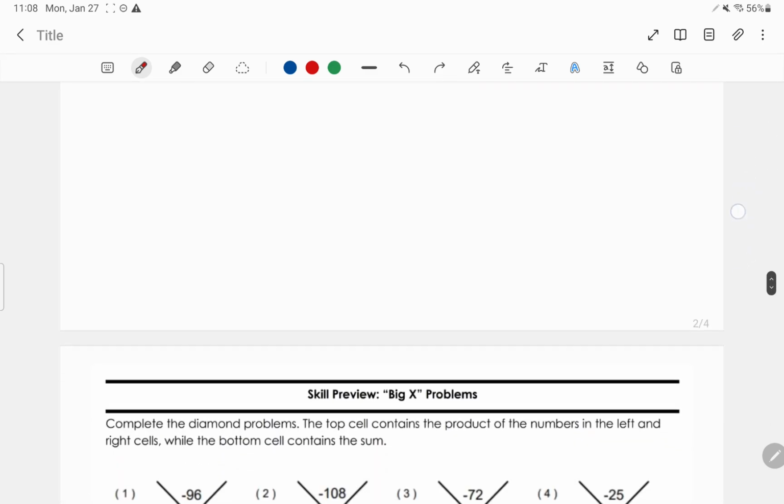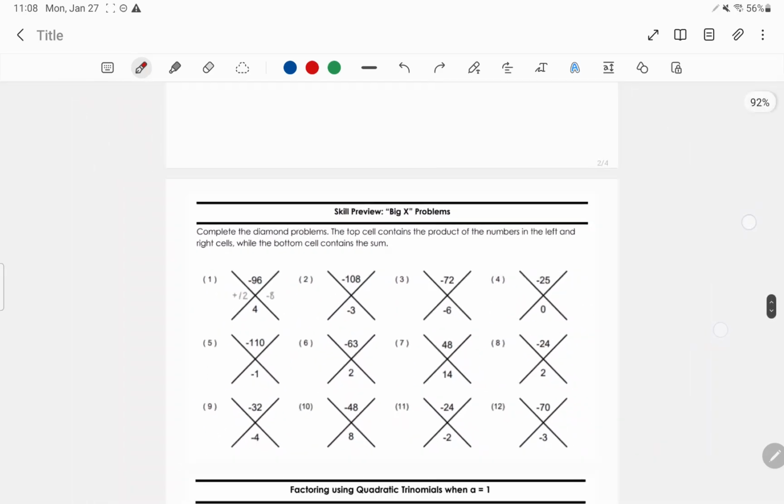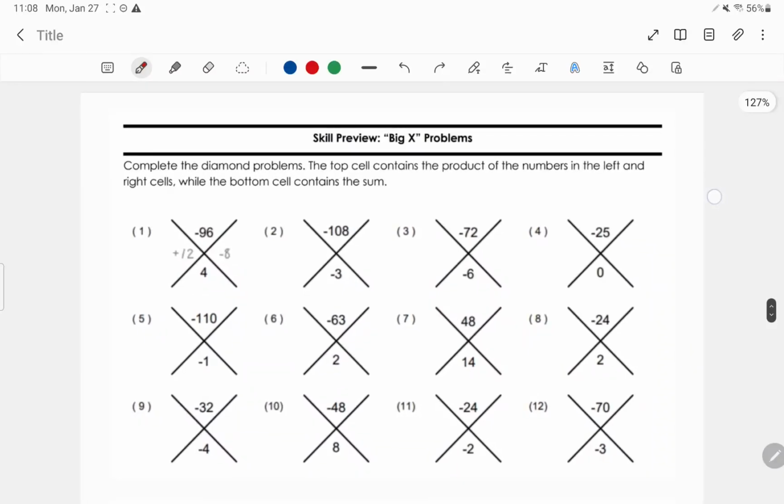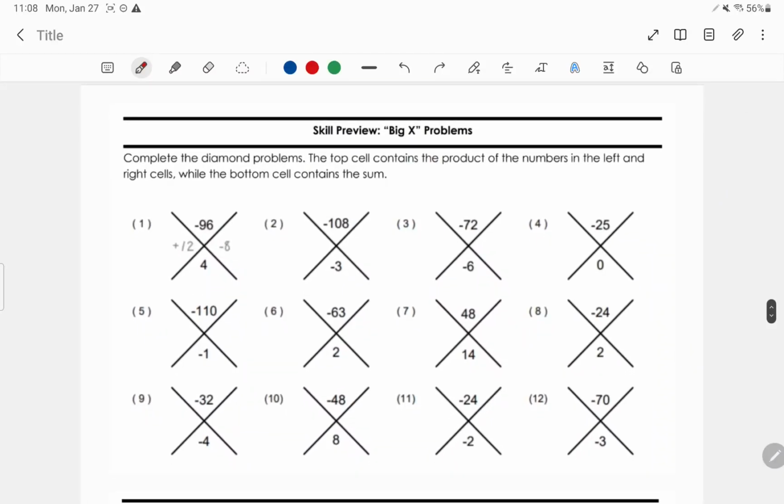Now this is probably what's going to take you guys the longest, so I want you to copy this whole thing right here. Now this is a previous skill. Basically, we're going to go and see we can do the following things. It says right here, complete the diamond problems.